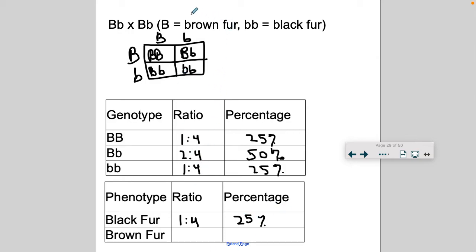Brown fur. Brown is if you have a big allele. So no matter what, if you have the big allele, you will have brown fur. 1, 2, 3. 3 out of 4. And that percentage is 75%.